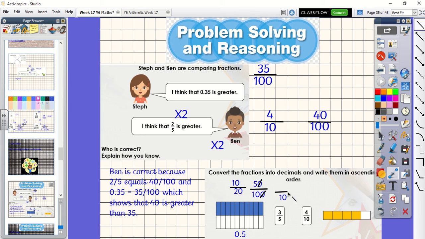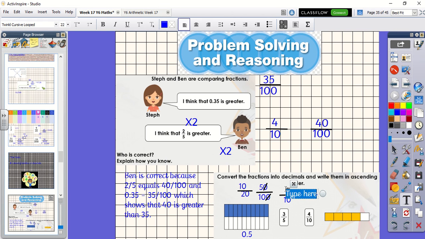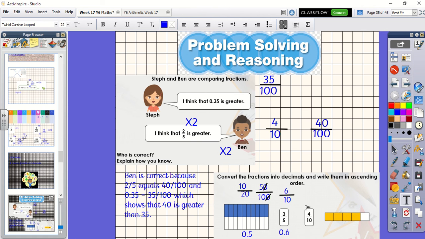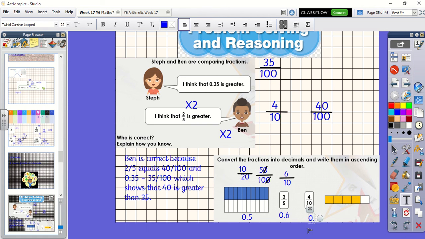3/5 then. So I'm going to convert 3/5 into tenths. So I multiply 5 by 2 to get 10. So I now need to multiply 3 by 2, and that will be 6. I know that 6/10 as a decimal is 0.6. 4/10, nice and easy. We don't need to do any converting fractions wise. We know that that is 0.4 as a decimal.